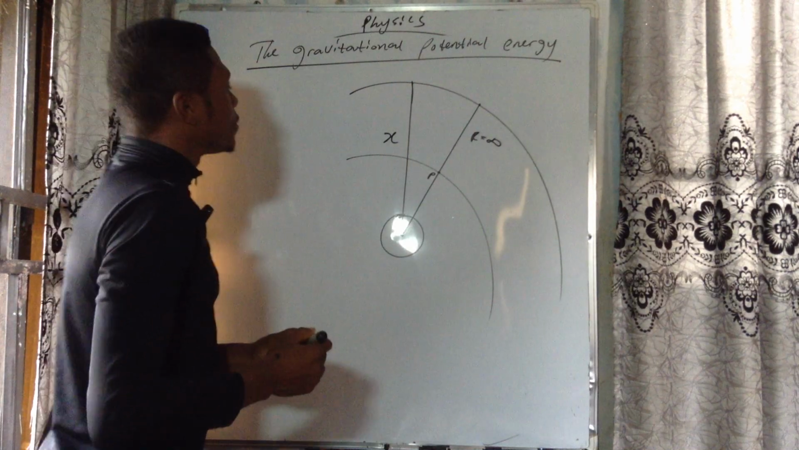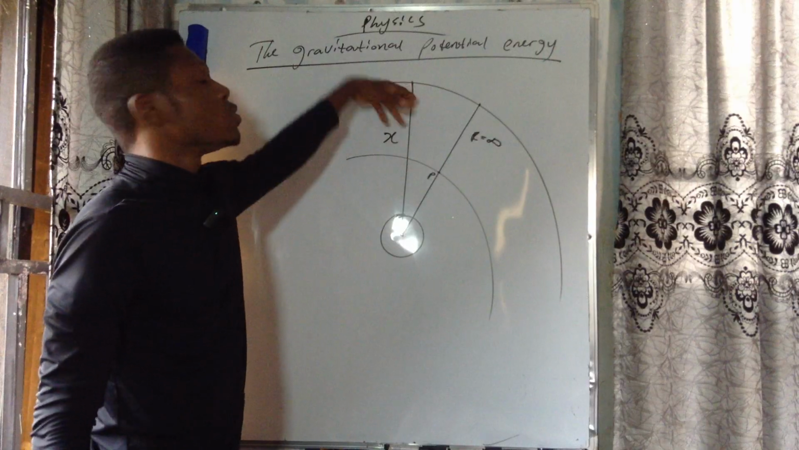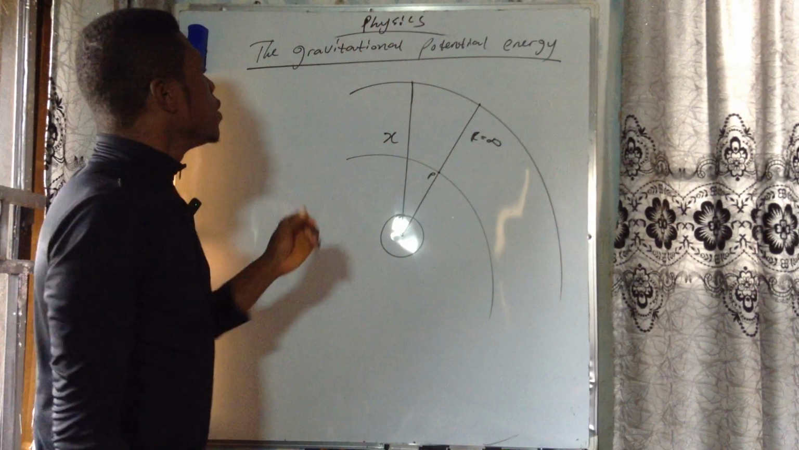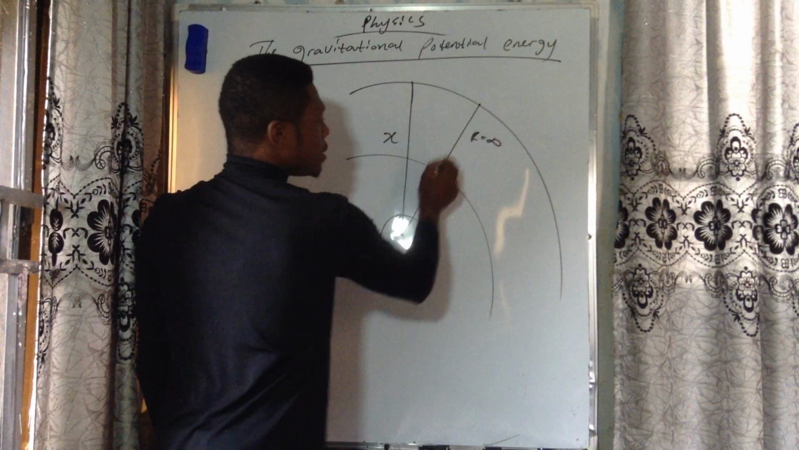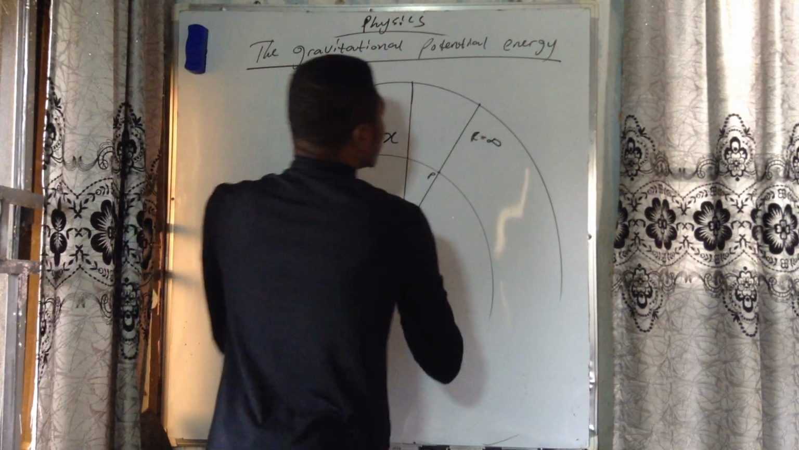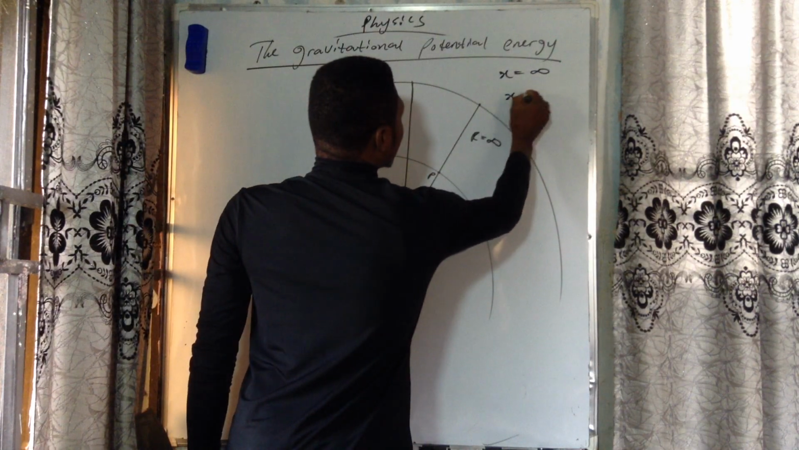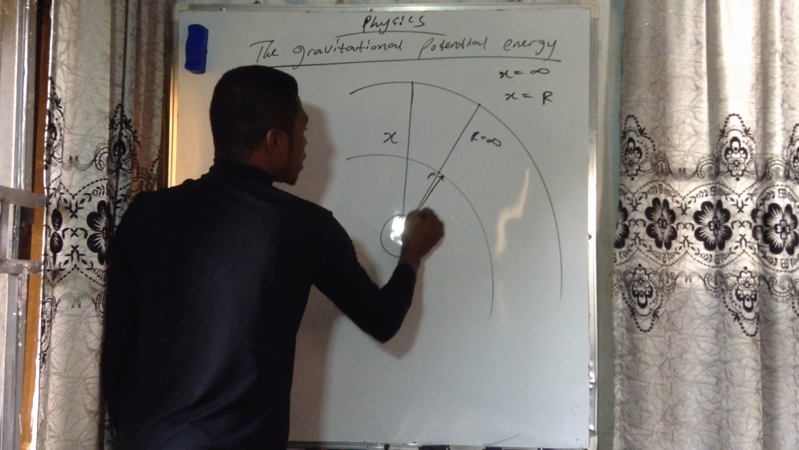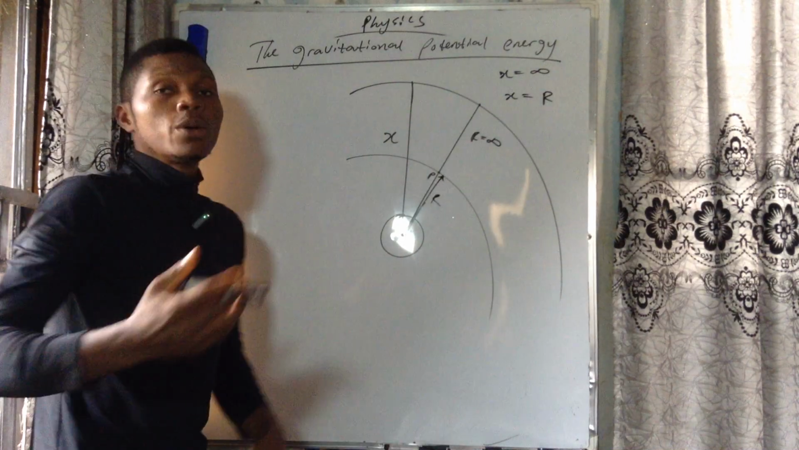This X represents any distance from the center of the Earth to anywhere, that is, up to infinity. Remember, this point is infinity and this is point P. At this point, X is equal to infinity. At this point, X is equal to r. The radius from here to here is r.